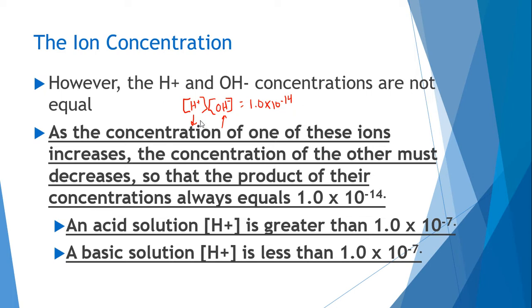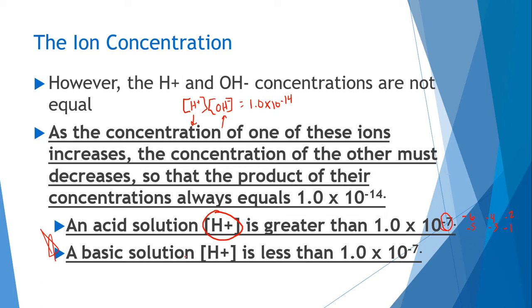Now, how do we say if something's acidic or basic? Down here, an acidic solution is when the H plus concentration, so notice that it's always referring to the H plus, is greater than 1.0 times 10 to the negative 7th. Now, we are working with negative exponents. So remember, things that are bigger are things like negative 6, negative 5, negative 4, negative 3, negative 2, and even negative 1.